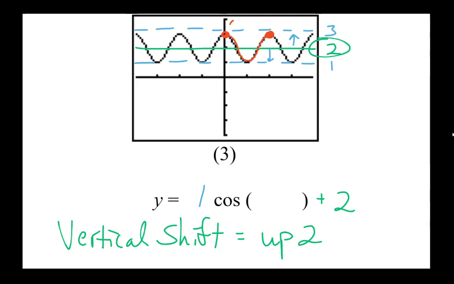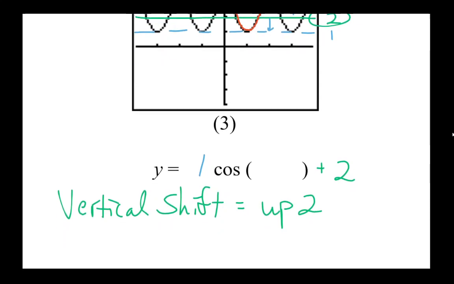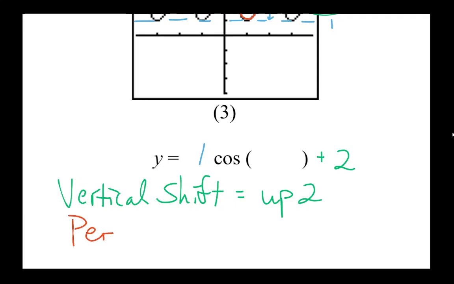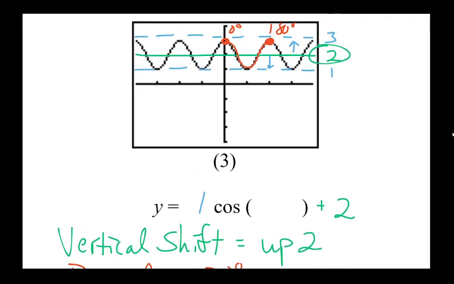Okay, 0 degrees is the starting point, and 180. That's pretty straightforward. That means that the period itself is 180. I didn't have to do too much thinking there about other angles. Ready to talk about the shift?